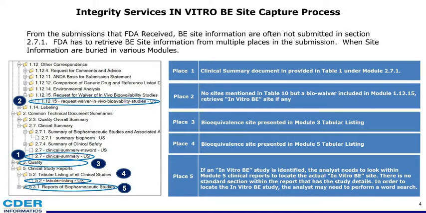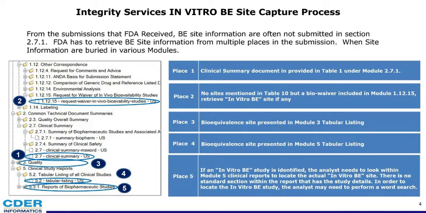Based on the SOP we have, ideally, an applicant should submit all the B site information, at least table 10 in module 2.7. For us, the easiest way is just to go to module 2.7 for table 10. In table 10, you will see the study title, study number, whether it is an in vivo study or in vitro study, what the site is, the address, the principal investigator. All the information should be there, very clear for us to capture.